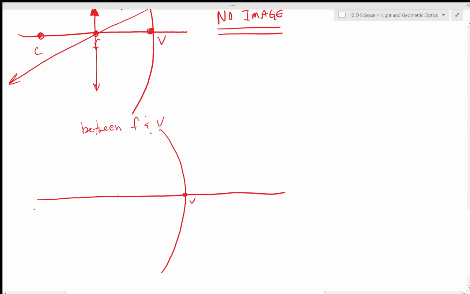So if we're going to draw it out, here's my V. Here, let's say F is right here. And let's say C is somewhere twice that distance. And so we are going to place my object between F and V. Let's say it's somewhere at this point like that. Okay, so I'm going to pause, give you guys a couple of seconds, and see if you guys can figure this out.